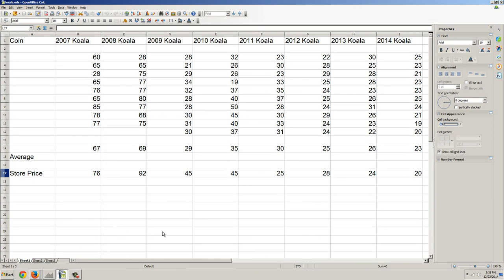And this is the koala series. So this is one that I've collected as well. And this was kind of interesting to me. I thought that the prices would be higher. They weren't as high as I thought they would be.